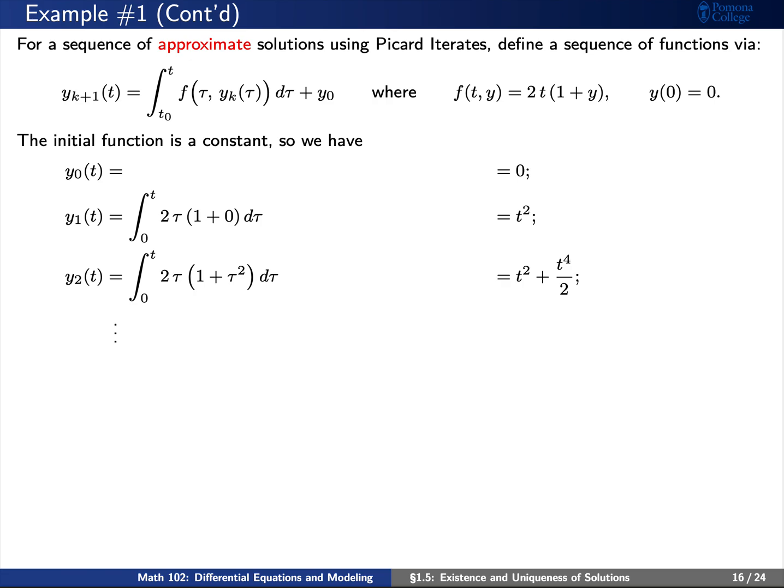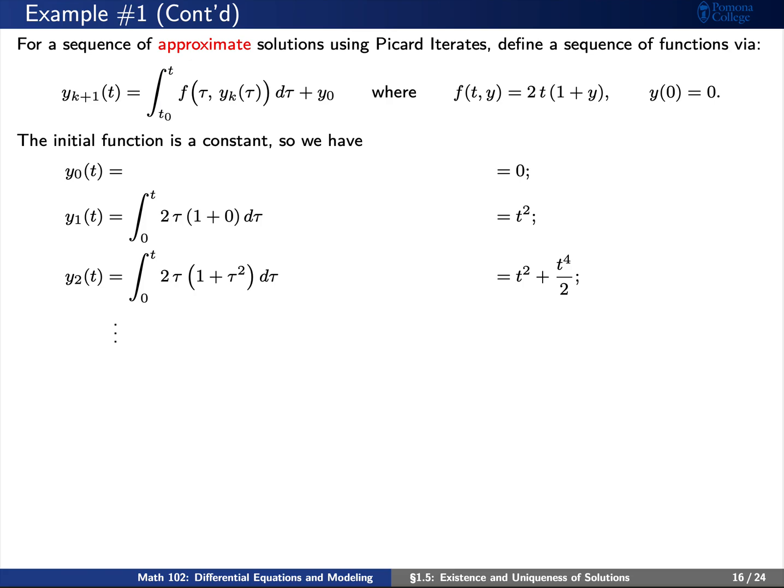Next, for y sub 1, we'd like to integrate from 0 to t twice tau times 1 plus y sub 0 of tau. In this case, y sub 0 of tau is just the constant function 0. So we're integrating twice tau d tau as tau goes from 0 to t. This is equal to t squared.